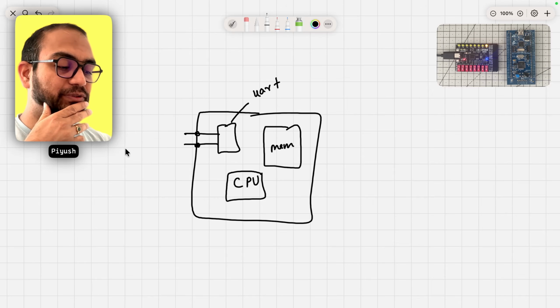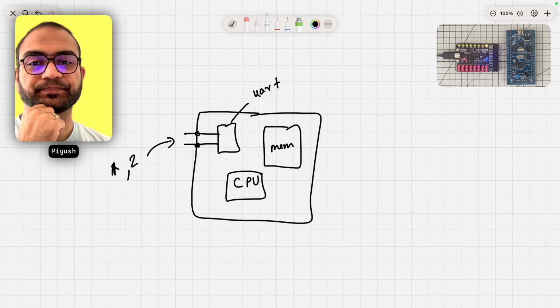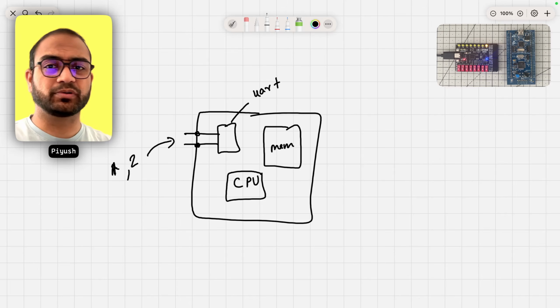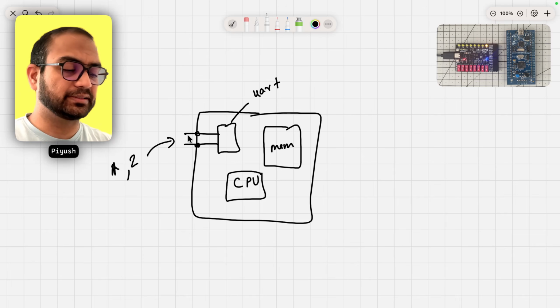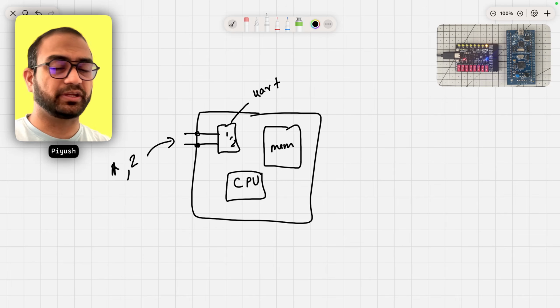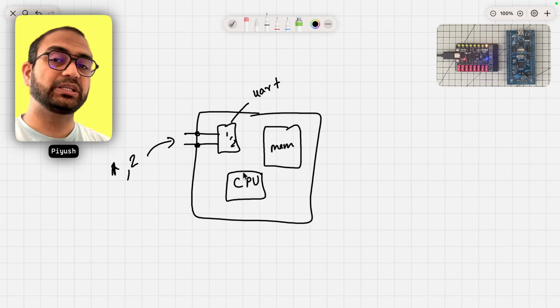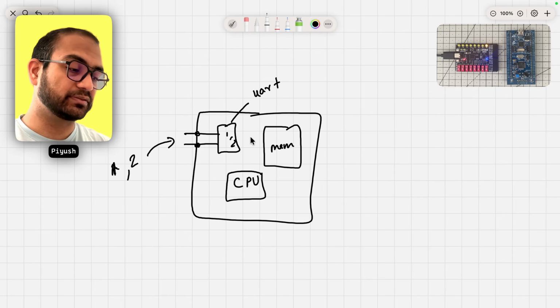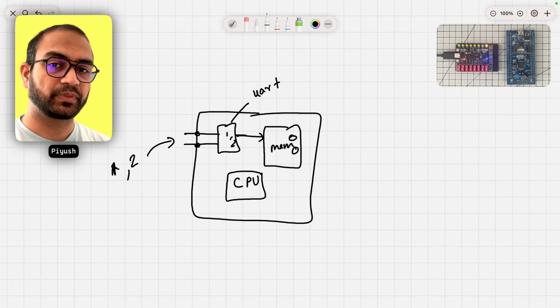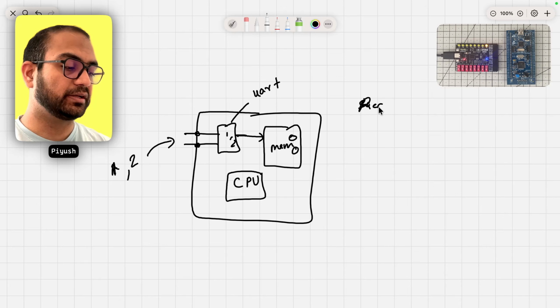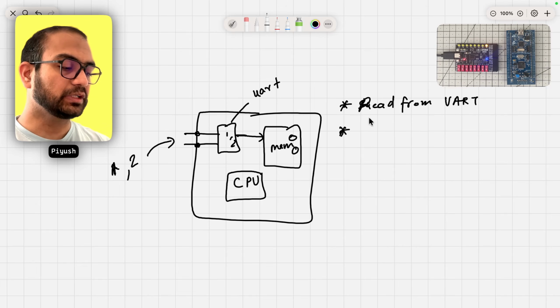So let's say I am to send two numbers, not A, let's say 1 and 2, on the UART. Externally, I'm going to type on some keyboard. As part of that, the 1 and 2 are going to appear here inside the UART. Now the CPU needs to execute a sequence which takes this 1 and 2 and, let's say, first saves it in the memory. So, say read from UART, then write to memory.